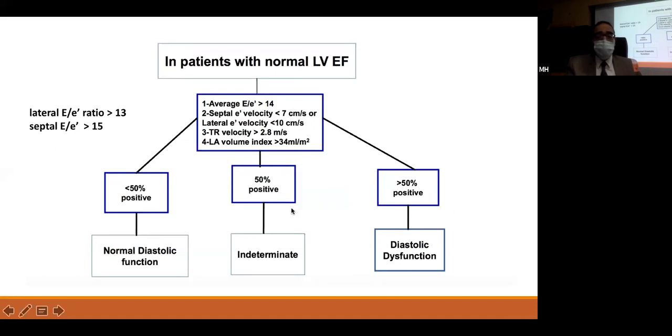If you have 2, it is indeterminate. So it's not sure whether you have diastolic dysfunction or not. If you couldn't assess both the lateral and septal, and you use only the lateral, the E/E prime cutoff becomes 13. If you use only the septal, the value will be 15. So in patients with normal ejection fraction, it's very important to combine the mitral inflow velocities with the tissue Doppler mitral annular velocity, measure the lateral E prime and the septal E prime velocities, and take the average E prime velocity.